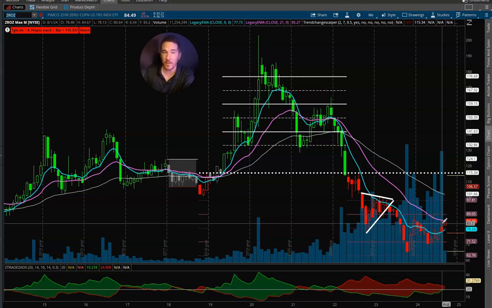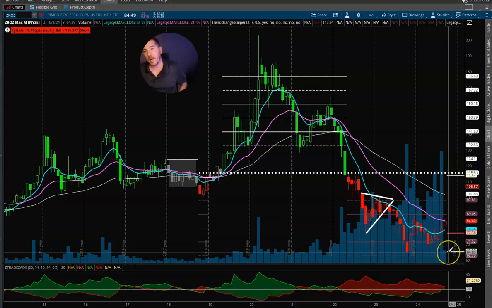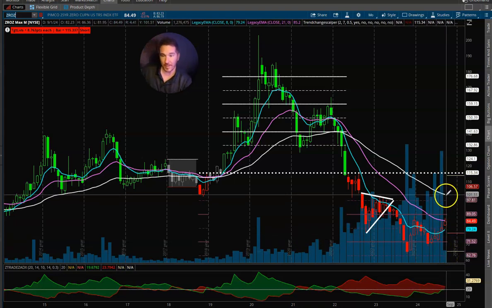Even 63 to 83, that's a $20 move. You made $20 per share. You bought 100 of those. It's like it's free money. Now, I expect us to easily hit the 50, right, which would give us 101.